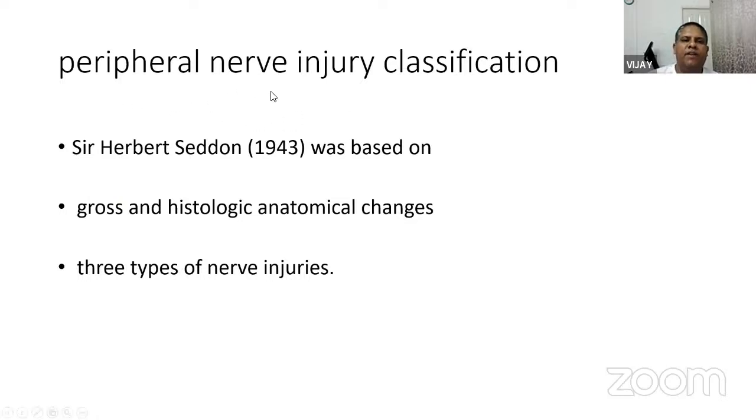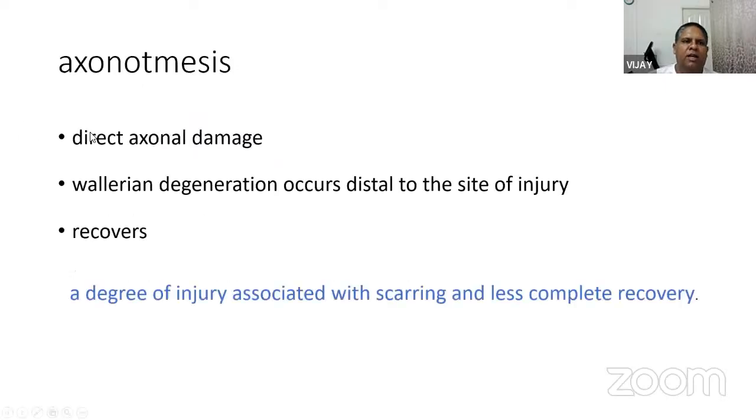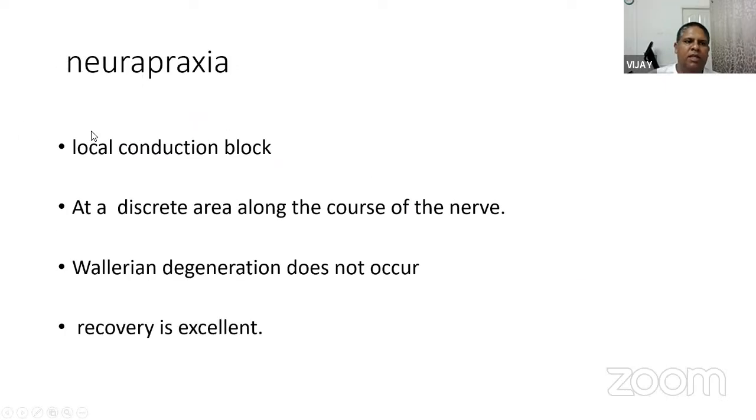Here then, peripheral nerve injury is usually classified by Seddon. There are three injuries: neuropraxia, axonotmesis, and neurotmesis. Neuropraxia is a local conduction block at a discrete place along the course of the nerve. There is no Wallerian degeneration, and the recovery is usually excellent.